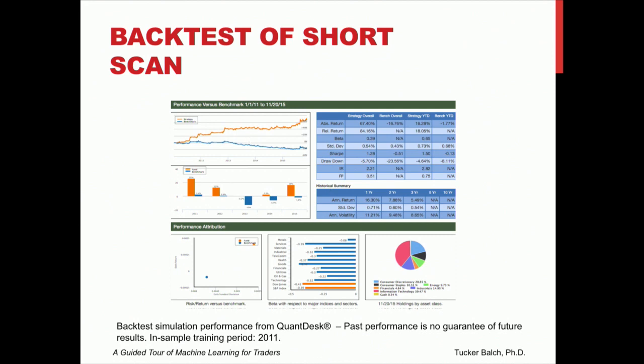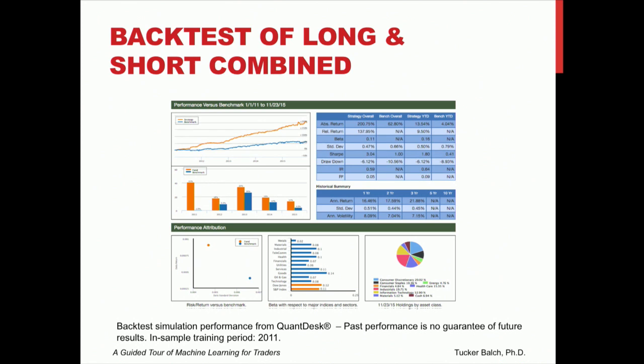Anyways, putting them all together, the orange line again represents a combination of the long side and the short side. And what we do is each day we run the long screen and the short screen, and we invest up to 5% of the value of the portfolio across the stocks that meet those criteria, and we repeat every day, exiting the oldest ones after 20 days.